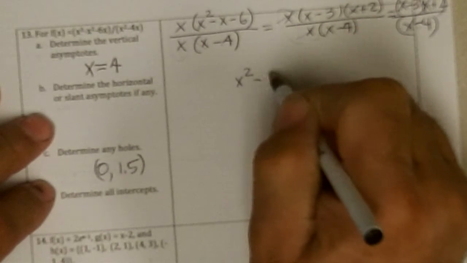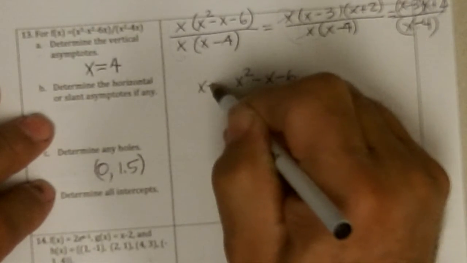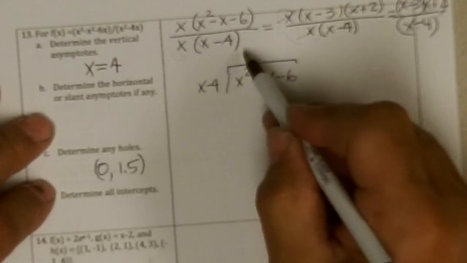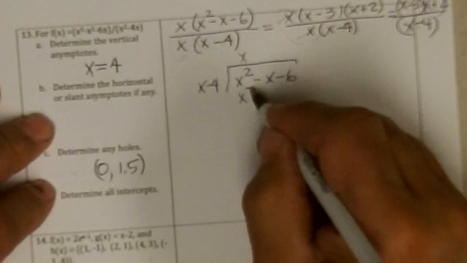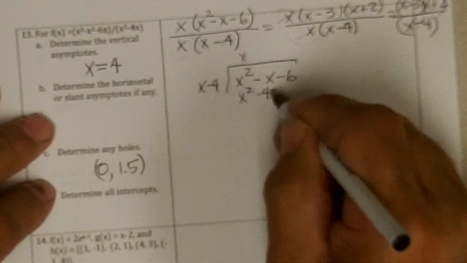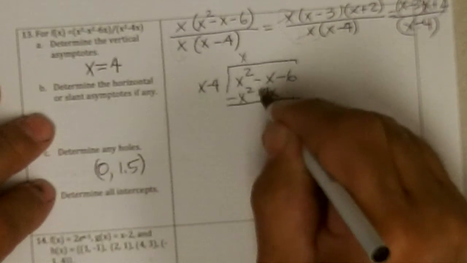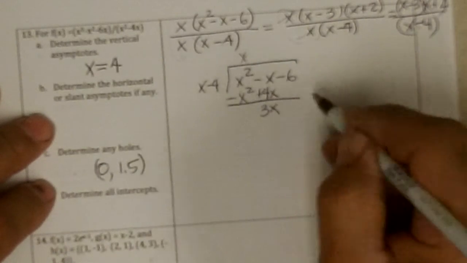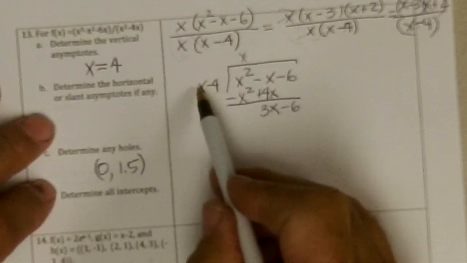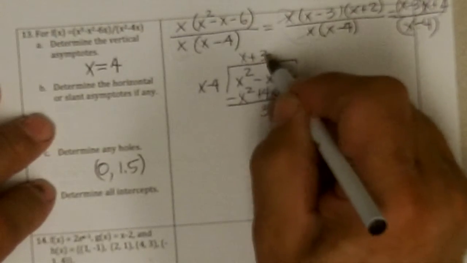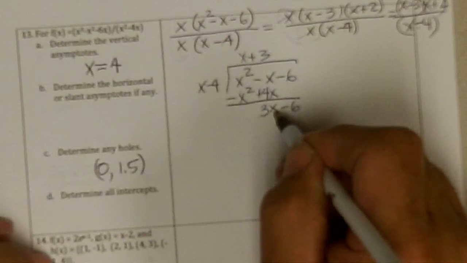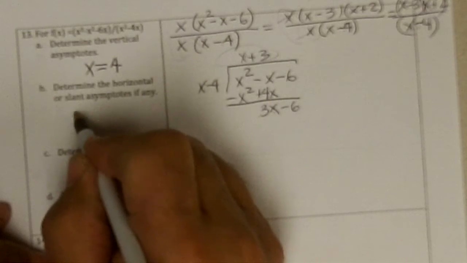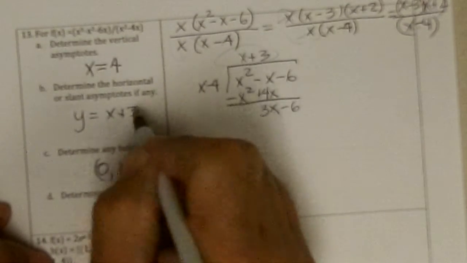X squared minus x minus 6 divided by x minus 4. I could also do this synthetically, and I'll show that in a sec, but it takes x times x to make x squared. X times negative 4 makes negative 4x. Draw the line, change the signs. Adds to be 0, adds to be 3x minus 6. And plus 3 times x makes this 3x. And we'll get a remainder, but that's enough to know the oblique asymptote. It's going to be y equals x plus 3.